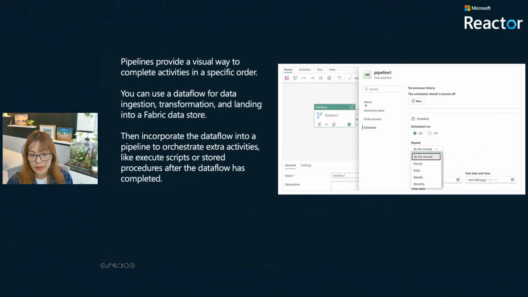Pipelines provide a visual way to complete the activities in a specific order. You can use data flows for data ingestion, transformation, and landing into a Fabric data store. Then you incorporate those data flows into a pipeline to orchestrate extra activities, like running scripts or stored procedures after the data flow has completed. On top of that, you can also schedule it to run using the pipeline.